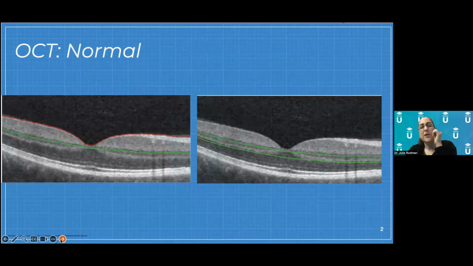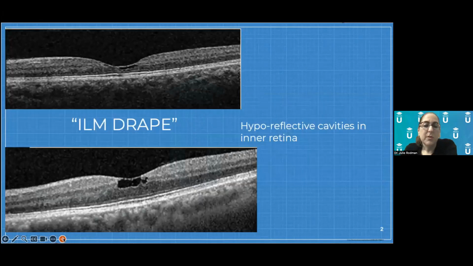So if you look here at OCT, this is a normal OCT. Everybody knows this. All these layers are intact. What I have here is the two parts of the OCT that are going to be affected early on in the disease, because remember, Mueller cells live in the neurosensory retina. The neurosensory retina essentially is the red line down to the green line. So somewhere within this section is where this disease is going to originate.